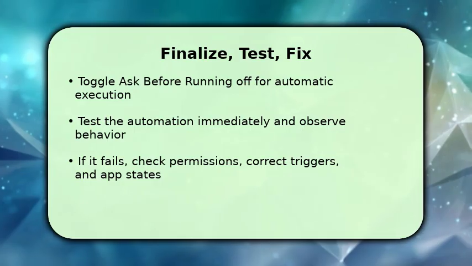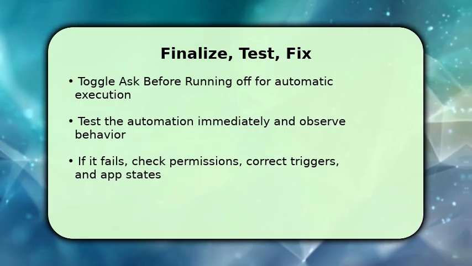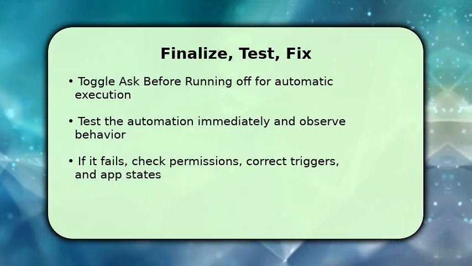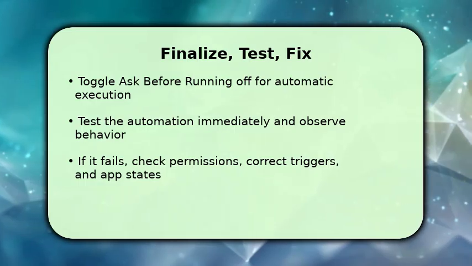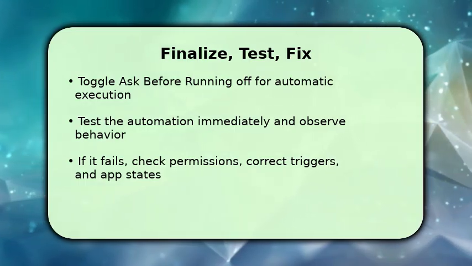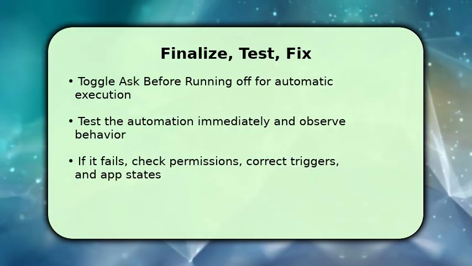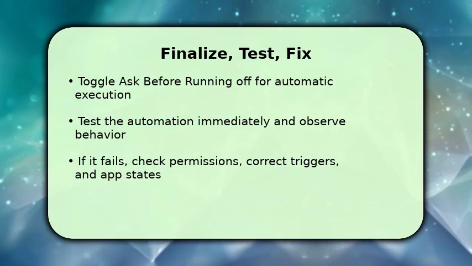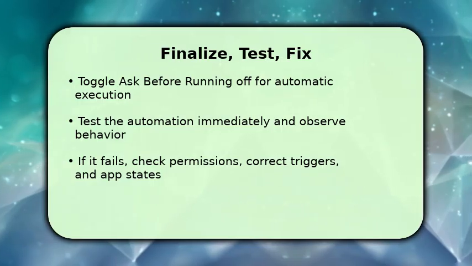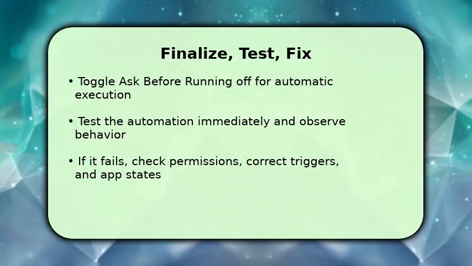Turn off Ask before running when you want hands-free execution, but leave it on for risky actions. Tap Done and run the automation manually or trigger its event to observe results. Look for missteps or incorrect parameters. If something fails, make sure Shortcuts has required permissions, the triggering condition actually occurred, and any linked apps are allowed background access. If needed, simplify the sequence and add logging actions to pinpoint the issue.